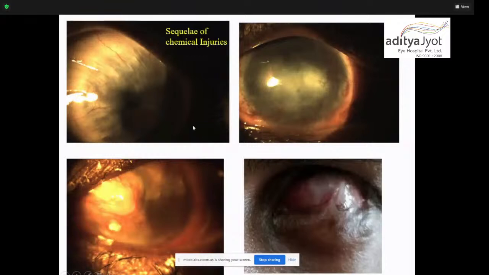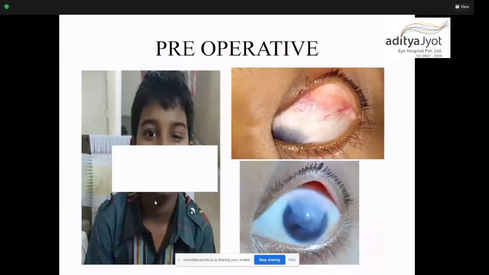The sequelae of chemical injuries can be very devastating. You can have loss of corneal clarity, and this is because of the limbal stem cell deficiency. Here you can see the loss of corneal clarity and vascularization, conjunctivalization of the cornea. The fibrovascular pannus is covering the cornea. You can have partial LSCD or total LSCD with chemical injuries.